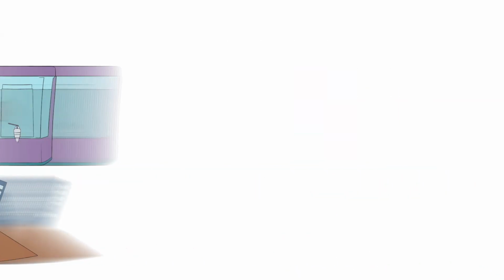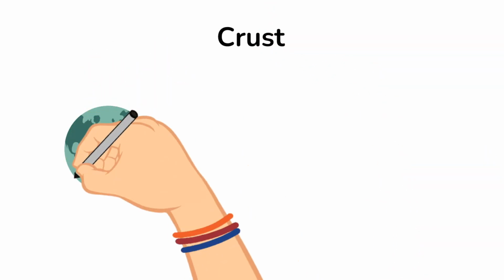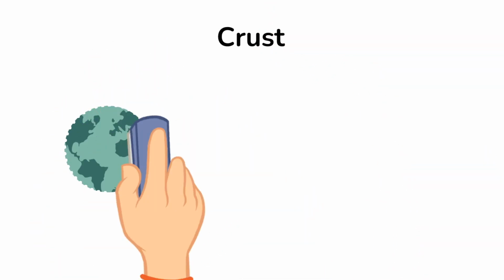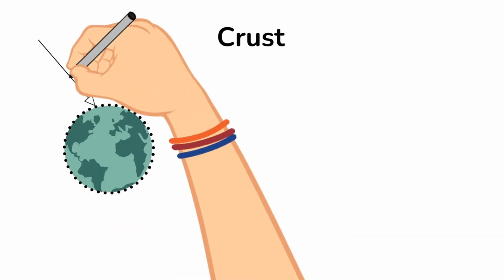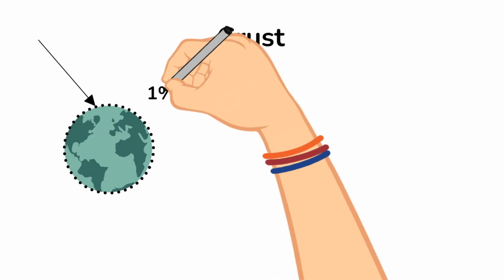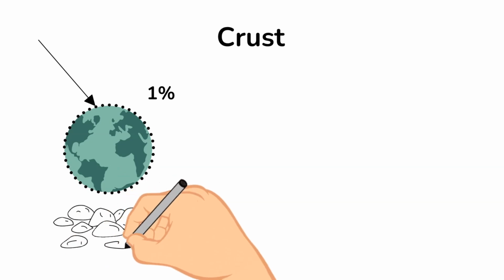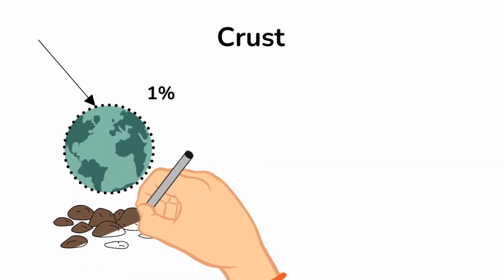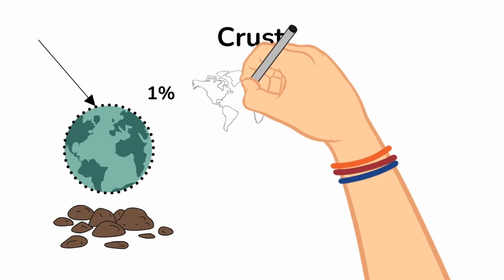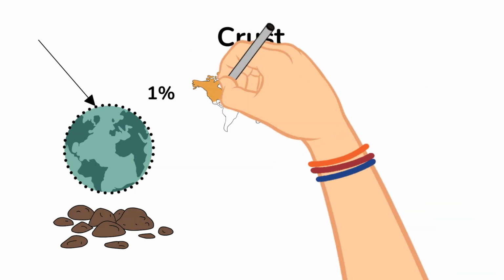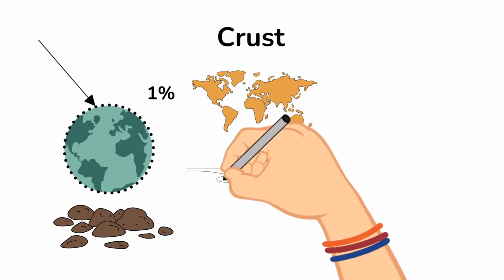Moving our way outward, we come to Earth's crust. Now, the Earth has a hard outer layer, and we call it the crust. It only makes up about 1% of the Earth's volume and is made up of many different types of rocks, including igneous, metamorphic, and sedimentary. And we'll talk about these 3 types of rocks in a later episode this year. There are 2 different parts of the crust. There's the continental crust and the oceanic crust.